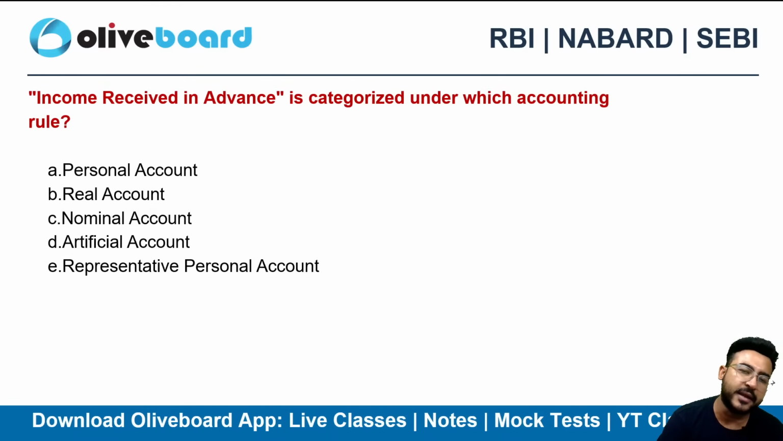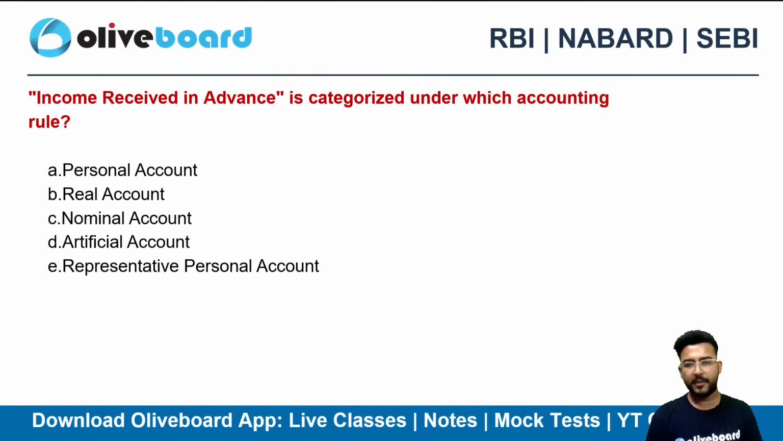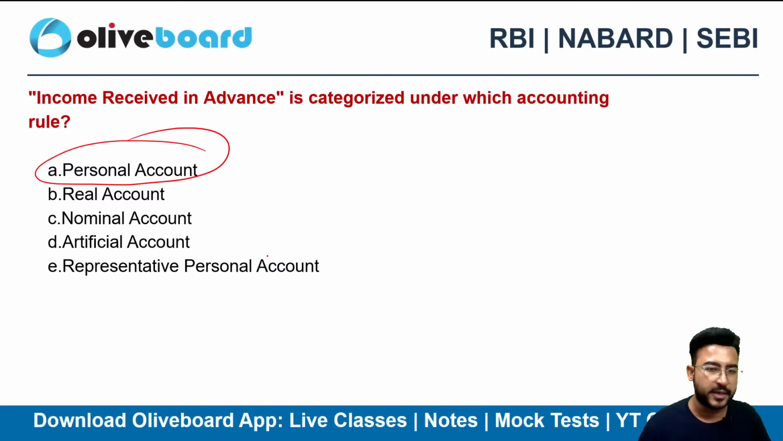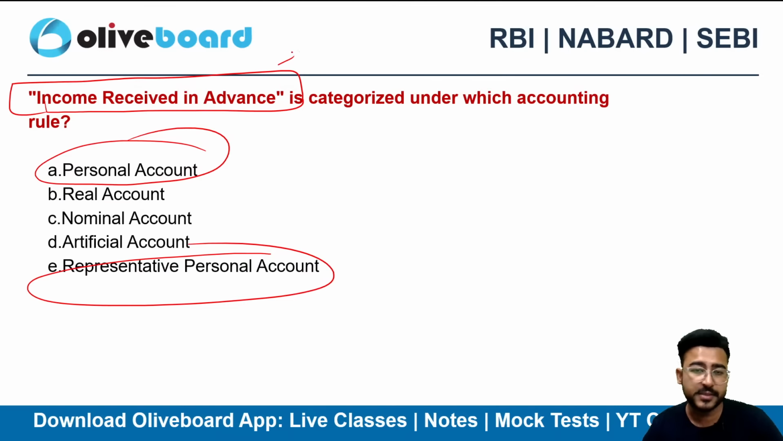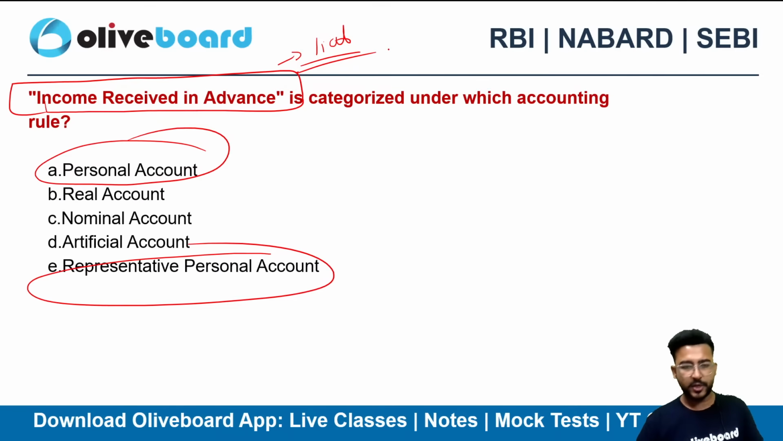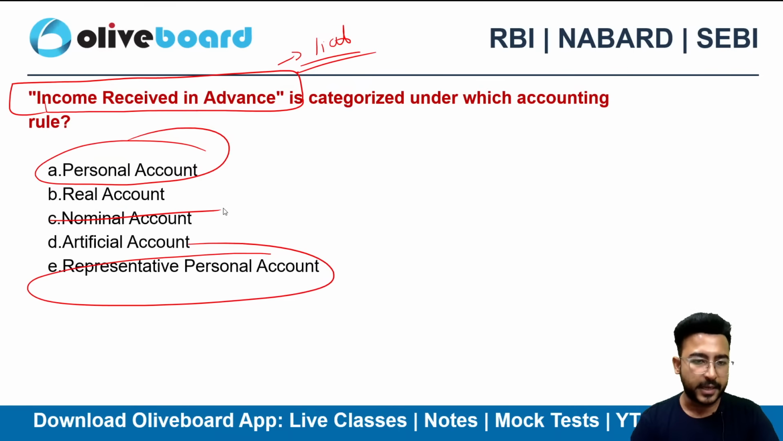Income received in advance is a categorization under which accounting rule? What will be the categorization of the income received in advance as per the traditional rule of accounting, guys? I have received an income in advance. Personal, real, nominal, artificial, representative. What if this question comes in the exam as it is? You guys will be confused between the personal account and the representative personal account. This is income which is received in advance. This is not income. This is a liability. You have received an advance. This is not income, so it can never be a nominal account.